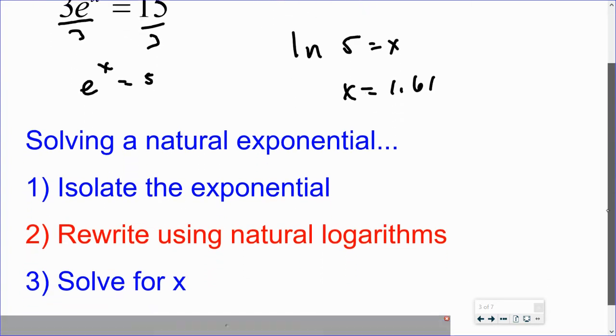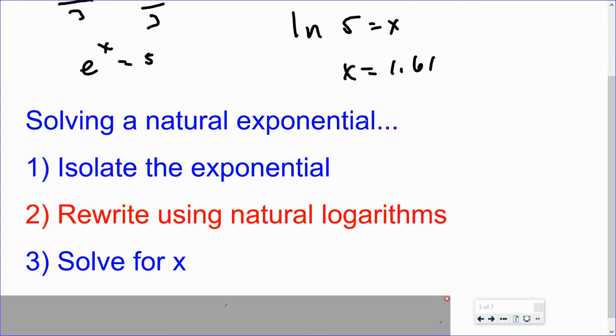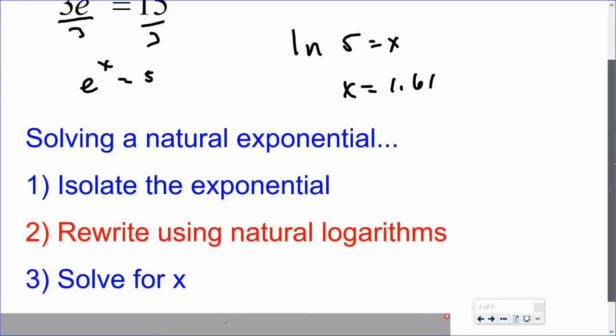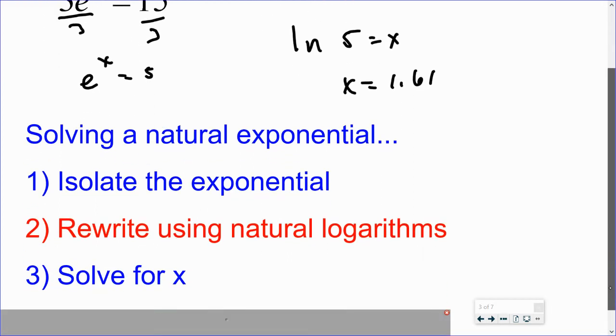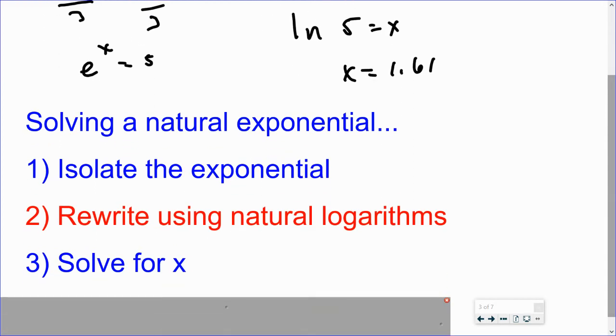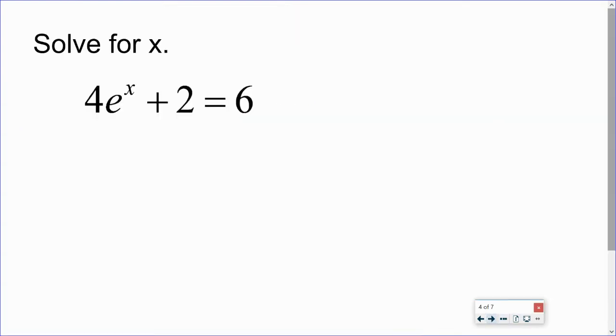Now down below here, this is what we have to do with this. So we're going to solve for natural exponential. So we need to isolate the exponential, which is what I did here. I divided both sides by 3. And then I rewrite it, which is what I did right here. And then I solve for x, which is what I did. So that's going to be basically the steps for us to follow today.